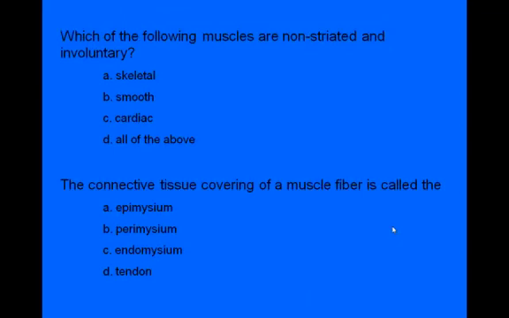So which of the following muscles are not striated and involuntary? Again, you've got skeletal, smooth, cardiac, all the above. The answer would be B, smooth. The connective tissue covering a muscle fiber is called the, well, remember, muscle fiber is just a cell. So it's A, epimysium, B, perimysium, C, endomysium, or D, a tendon. The answer would be C, endomysium.